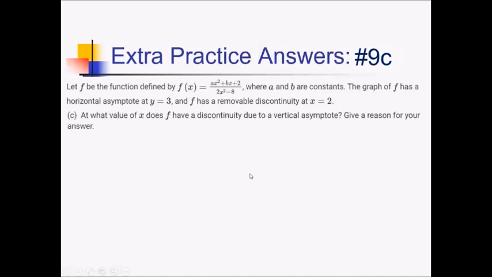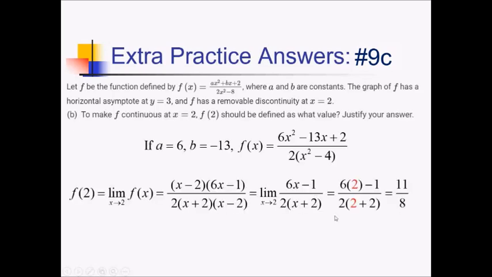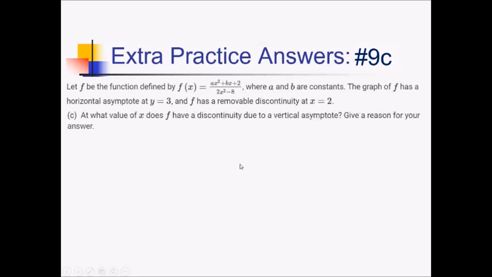For this problem, we want to know at what value of x does f have a discontinuity due to a vertical asymptote. We already saw we have a removable at 2, but how about a vertical asymptote? So for this, we're going to have to go back to part B. In part B, remember, we simplified our function to be 6x minus 1 over 2 parentheses x plus 2. And I'm going to rewrite this here, and I'm going to call this f of x with the condition that x does not equal 2. So that accounts for that removable discontinuity that we just canceled out, but by writing x not equal to 2, I can treat this as the original function.